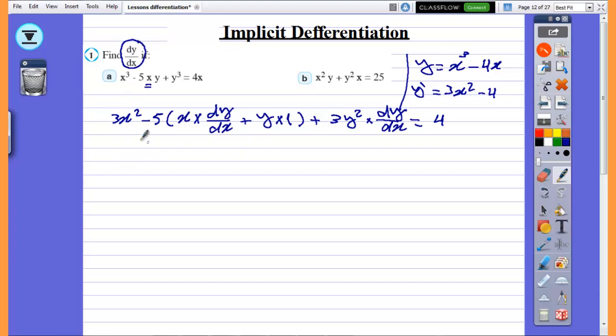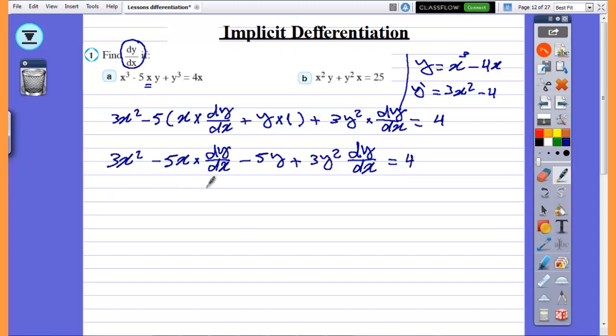So we simplify the left hand side: 3x square minus 5x multiply dy dx minus 5 multiply y equals minus 5y, plus 3y square dy dx. It is equal to 4.